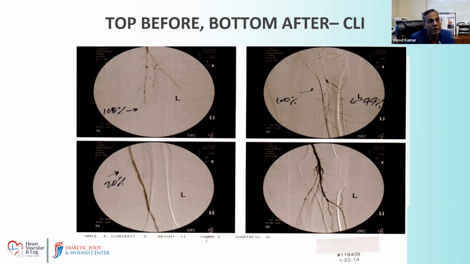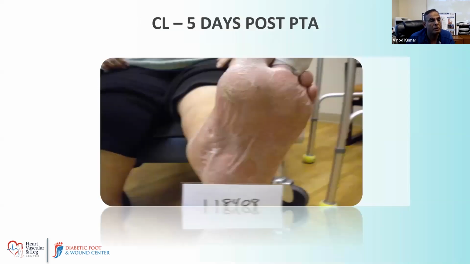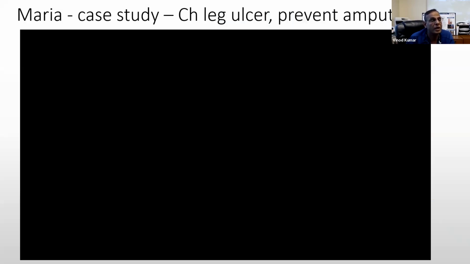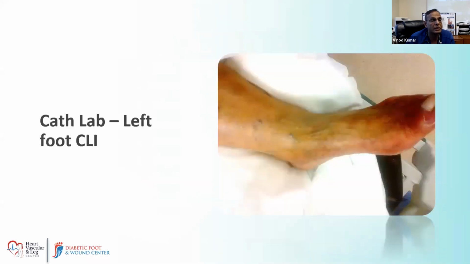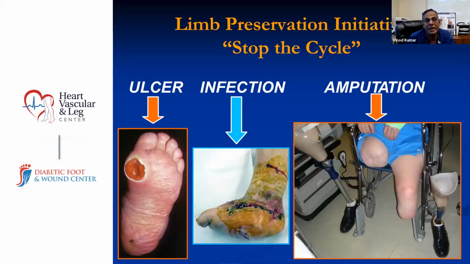And so with this gentleman, rather than going for amputation, we were able to get this artery restored, and look at how the blood flow is restored into this beautiful popliteal and anterior tibial arteries. The patient healed and did not require amputation. I'm going to stop here. If there are any questions, please ask.